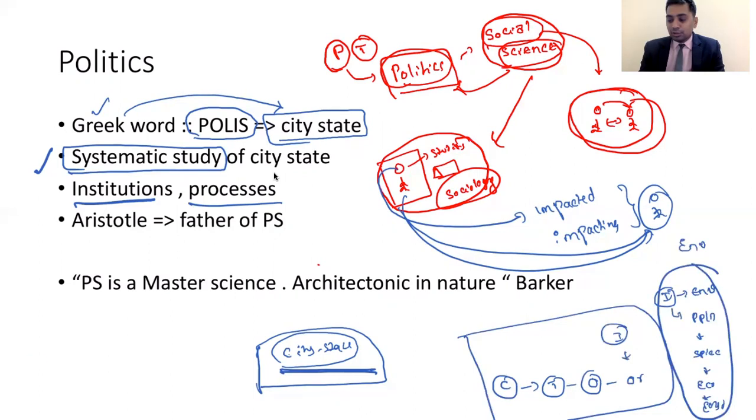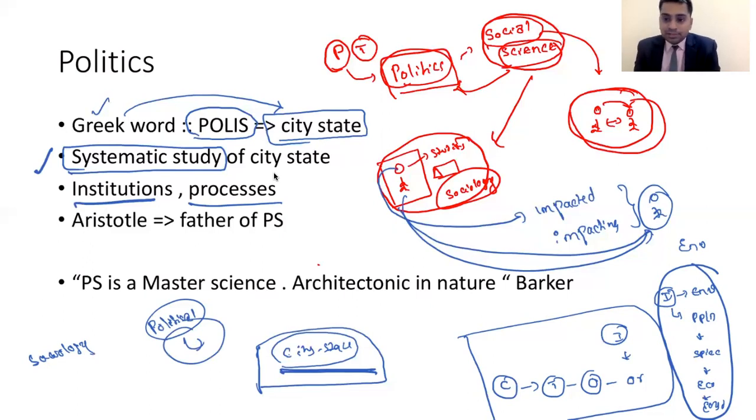Similarly, sociology is something related to the personal, while politics goes beyond personal things. This was the earlier interpretation of politics, what politics exactly is, right?